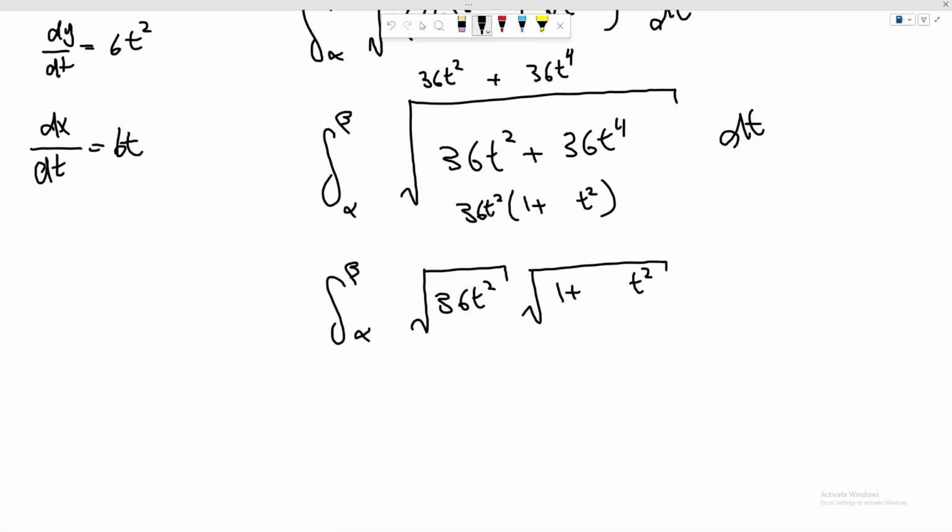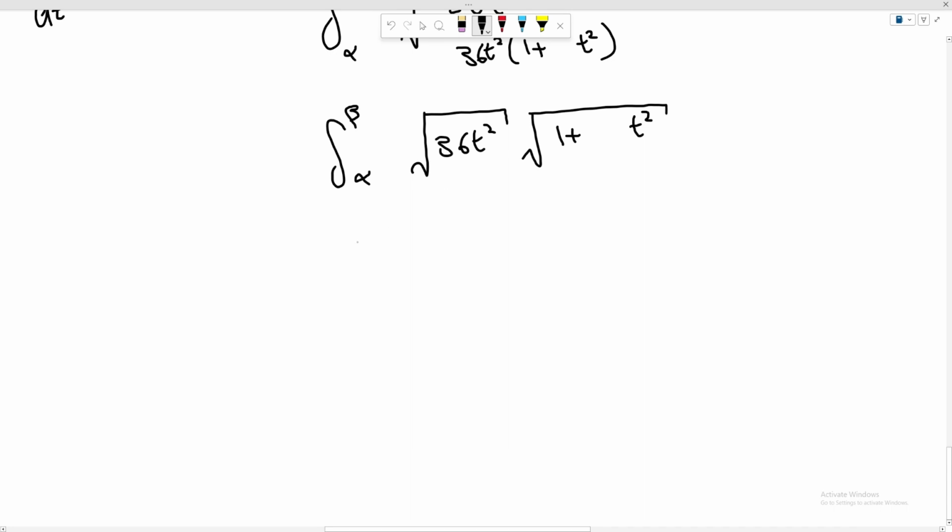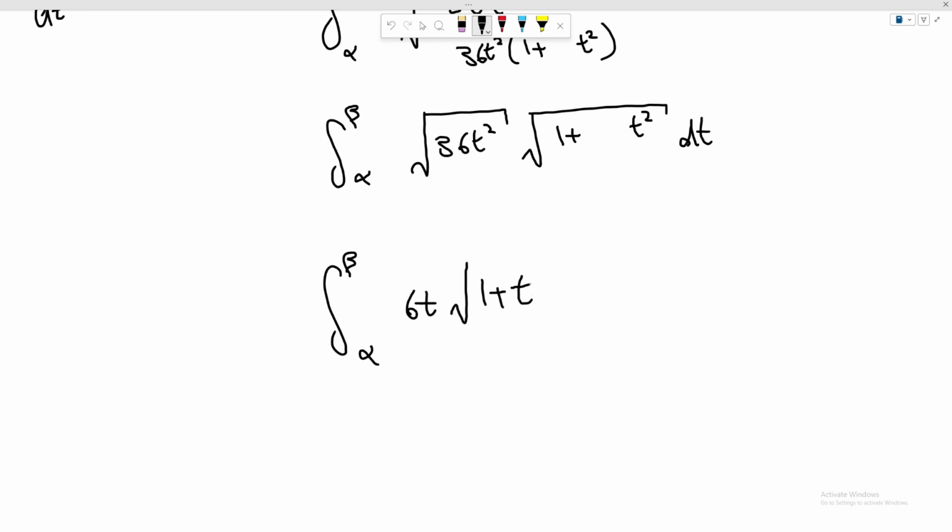Right? And now what I can do is after I take the square root here, don't forget your dt. After I take the square root here, what I'll get is 6t, right? And then I'll get 1 plus t squared here, right? Now the question is, how can I solve for this? How can I integrate this?